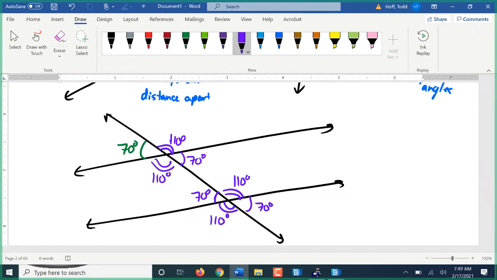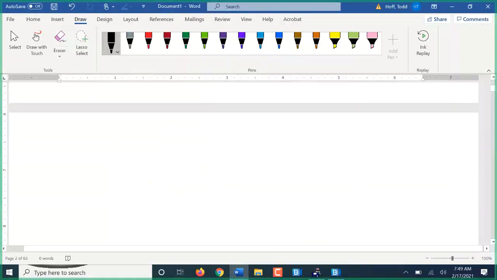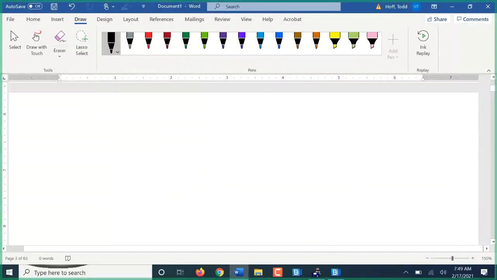Pretty boring, huh? If a set of parallel lines is cut by a transversal, even though there are 8 angles formed, there's only 2 unique angles. So if you know one of the angles, all the others are either equal to it or supplements. We're going to go to the next step and talk about triangles.